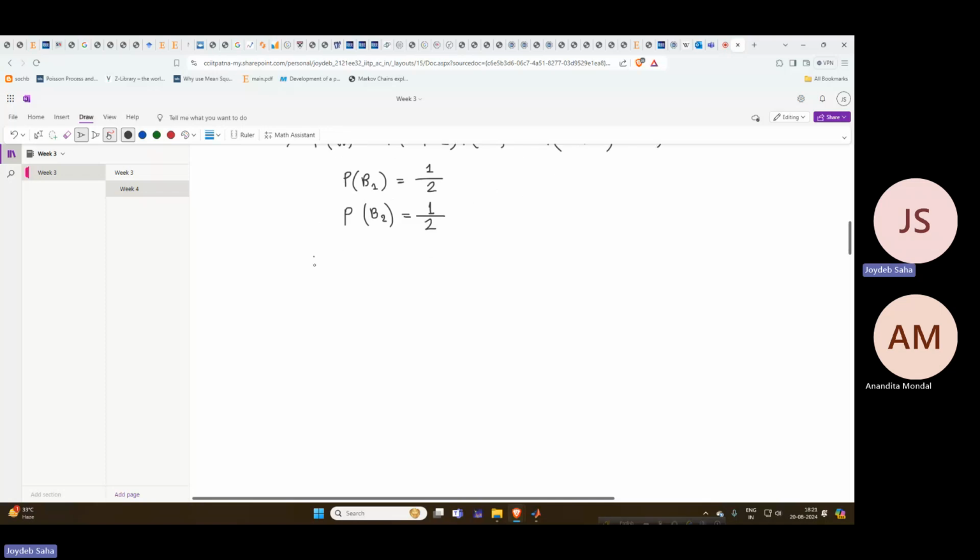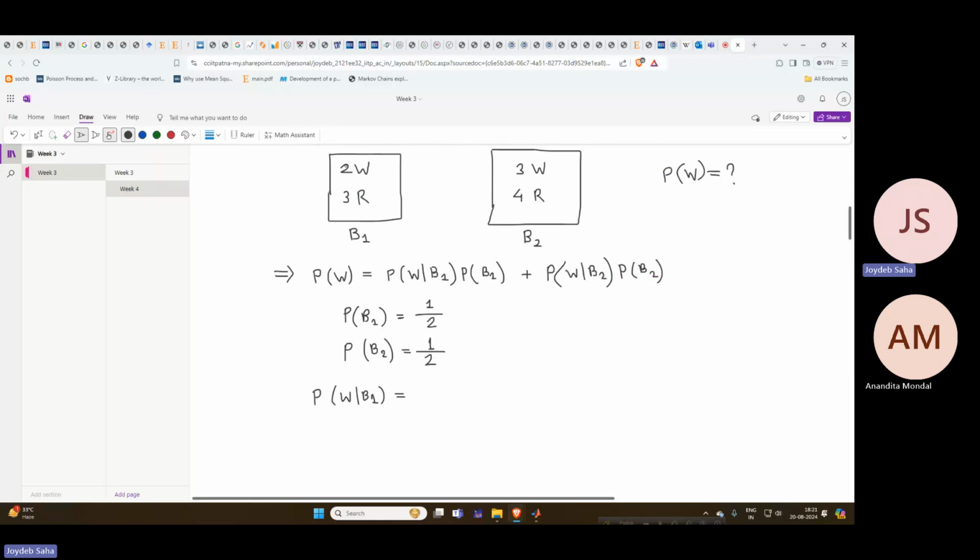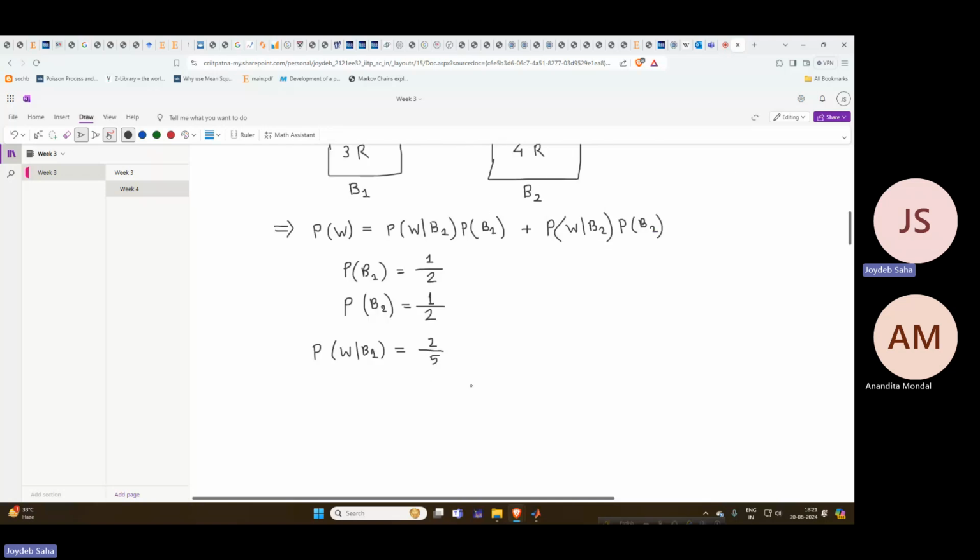Now the question is, what is the probability that a ball picked from box 1 is white? That means the probability of W conditioned on B1. There are a total of 5 balls and the total white balls are 2. So it will be 2 by 5. And the probability of W given B2 will be 3 by 7 in the similar way.